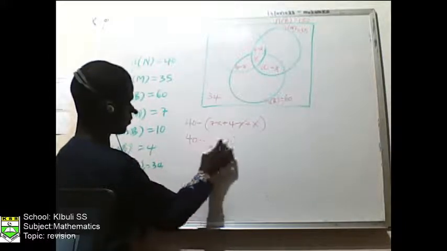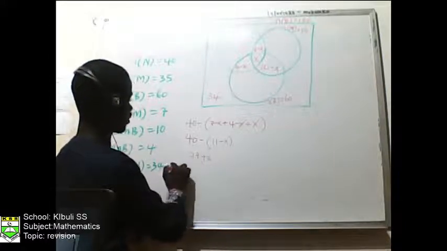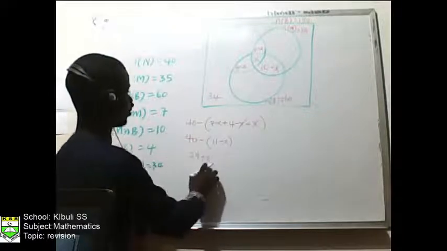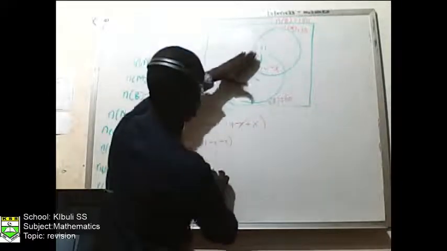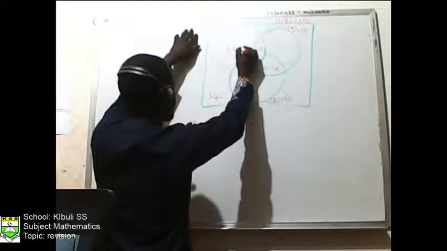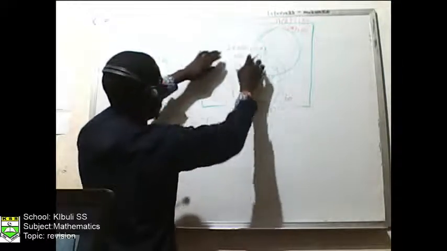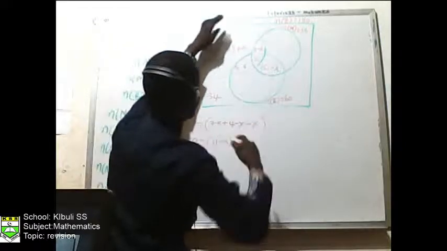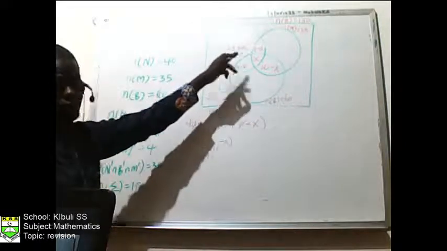Negative times a negative, the answer will be positive x. So this is for the first value. For the value of 40, this one is supposed to be 29 plus x. When I subtract these ones off 40, the answer here is 29 plus x.